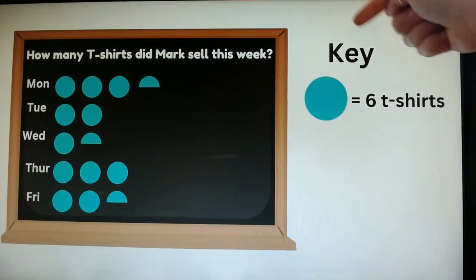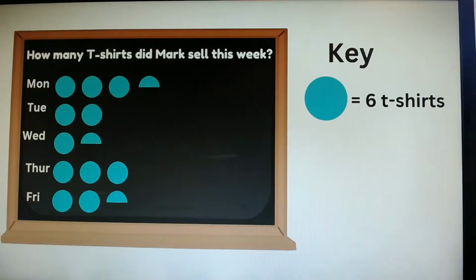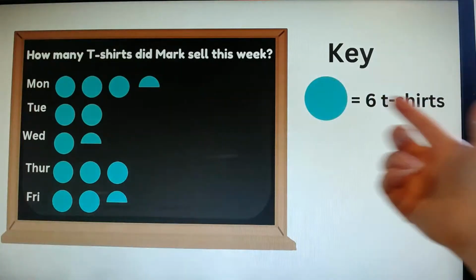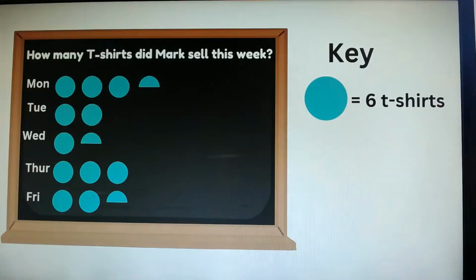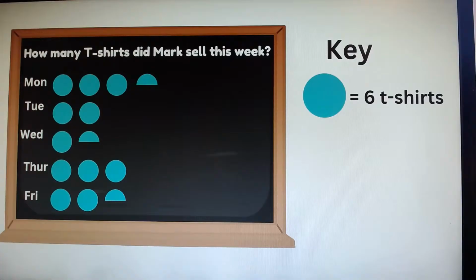We need something like this, the key that tells us the information that we need. So this is my key. A blue circle or turquoise circle equals 6 t-shirts. So now you've got that information. Now, can we answer this question? I'm going to give you a second to do that. I'm going to write some bits on Post-it notes to answer it too. And we'll see if we get to the same point. See if we get the same answer as each other. Okay. What do you reckon?